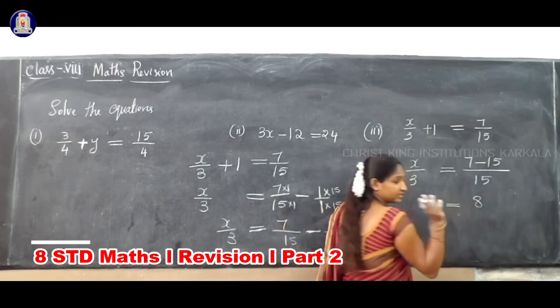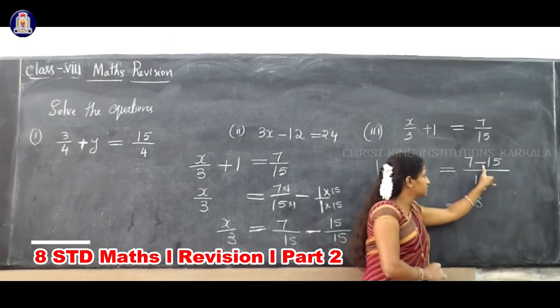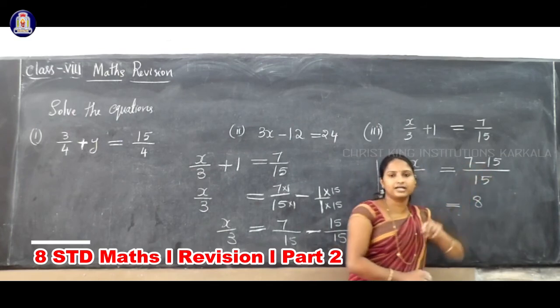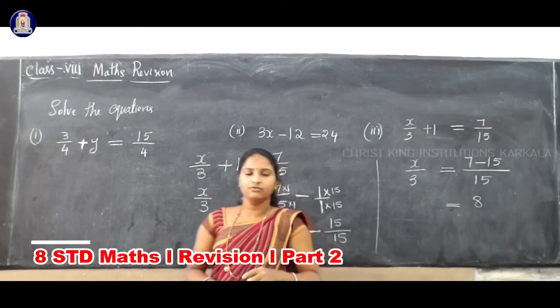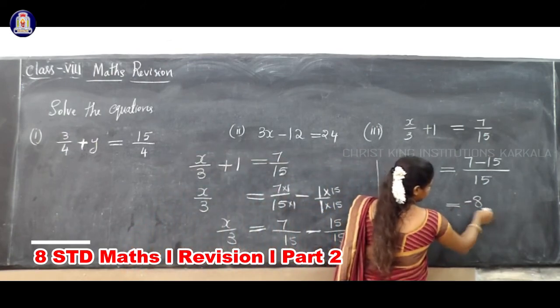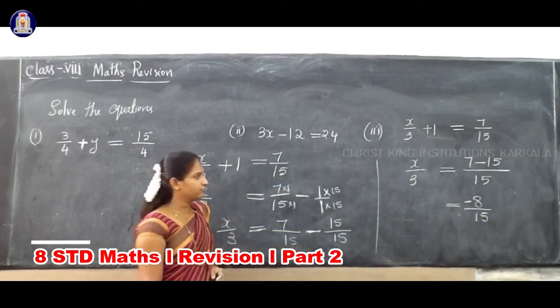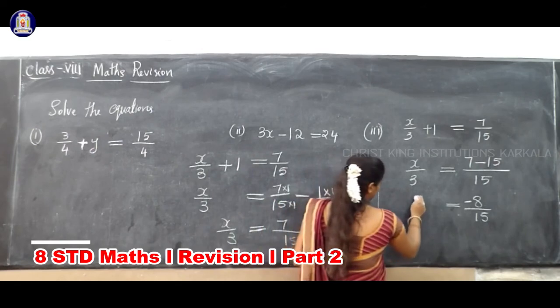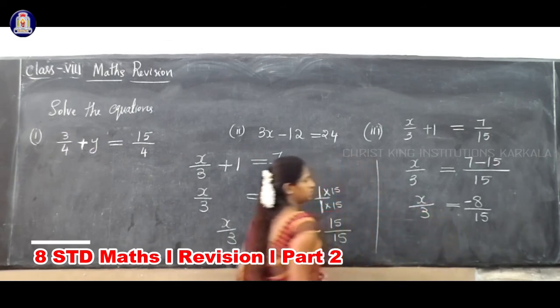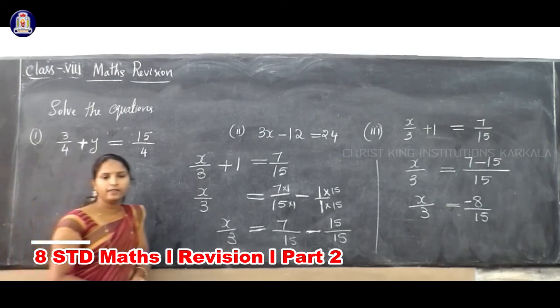See the greater number sign, it's very important. Write the sign. So the sign here is plus, here the sign is minus. So which number is greater? 15 is greater. So that sign is minus. So minus 8 by 15. Clear? Minus 8 by 15. And on the left hand side, x by 3. x by 3 is equal to minus 8 by 15.